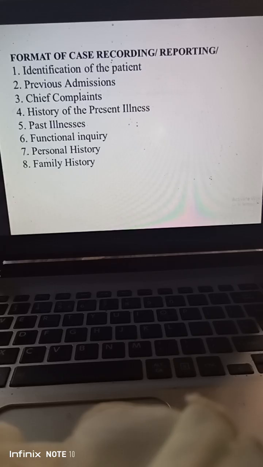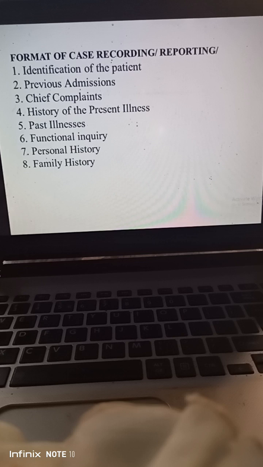This is very important because this is the main complaint, the main problem that the patient tells you during his or her approach, his or her presentation to the health facility. So you have to clearly write about the chief complaint of your patient, including the duration of the chief complaint.